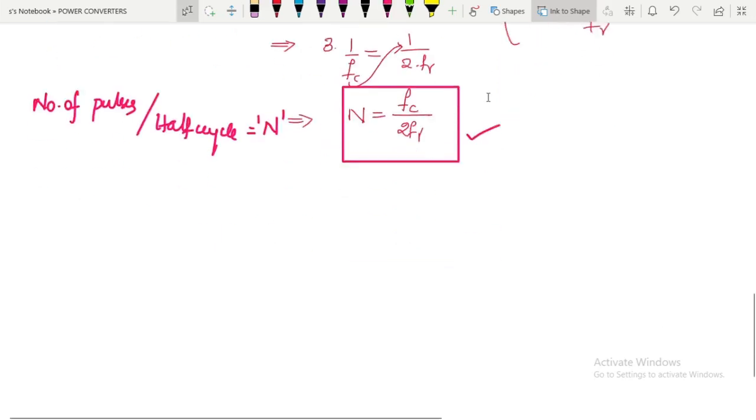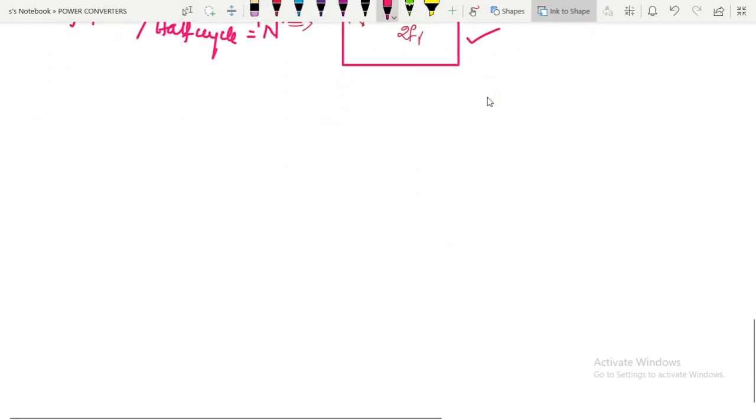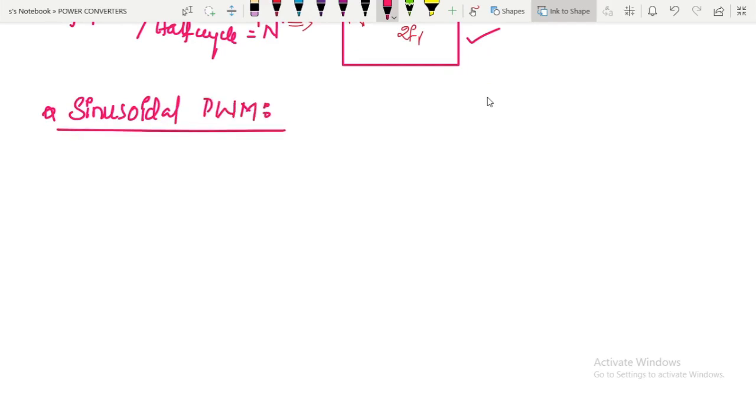Now we are going to learn about sinusoidal pulse width modulation. Earlier we have seen the reference voltage was a DC voltage. Now we are going to use a sinusoidal waveform as the reference waveform. So here I am going to define a few things.